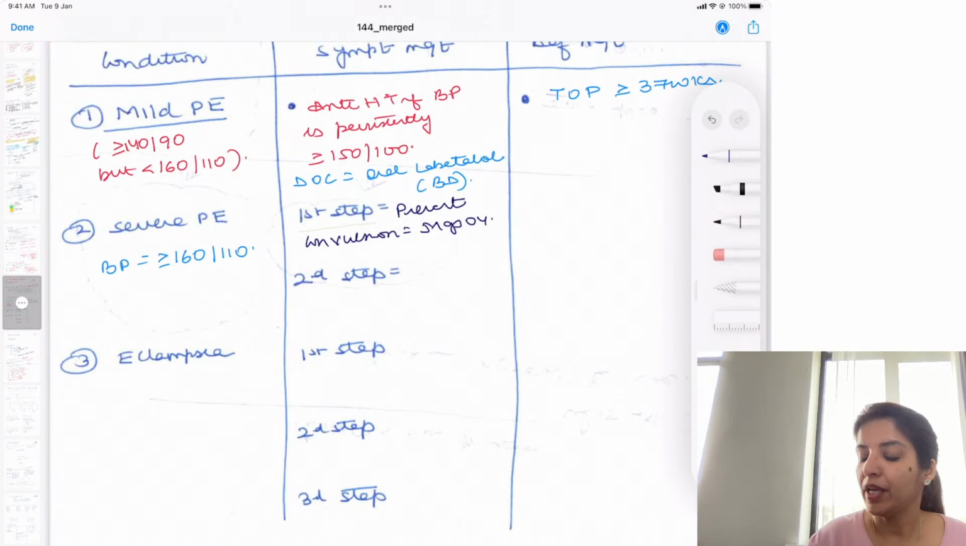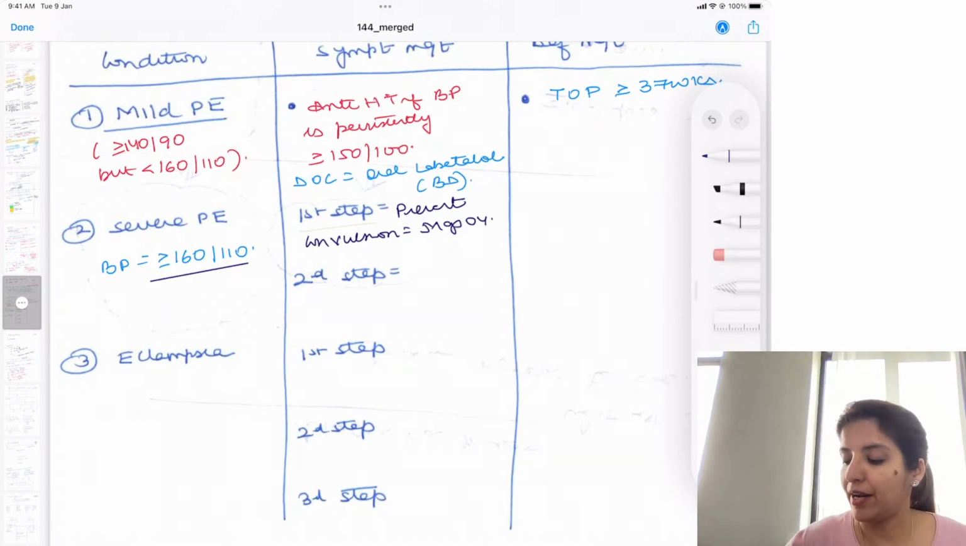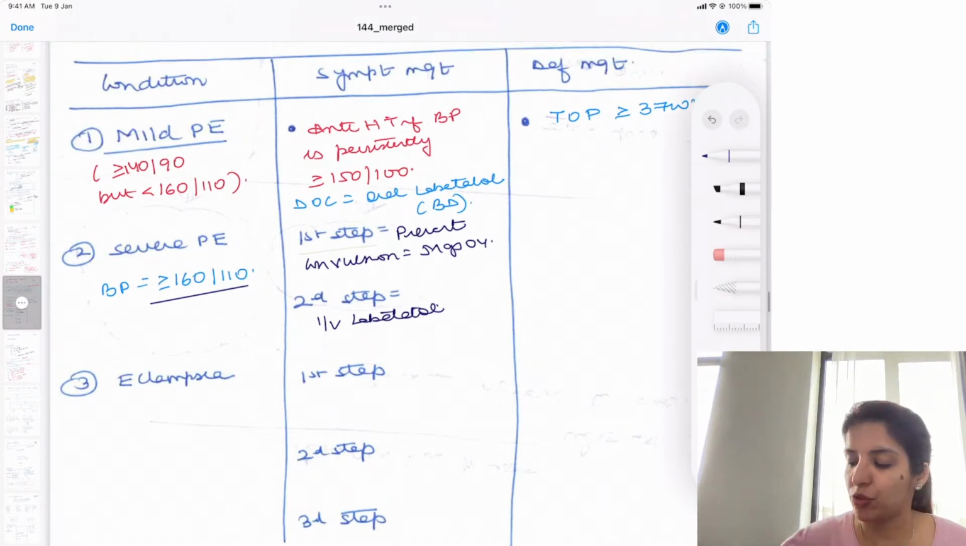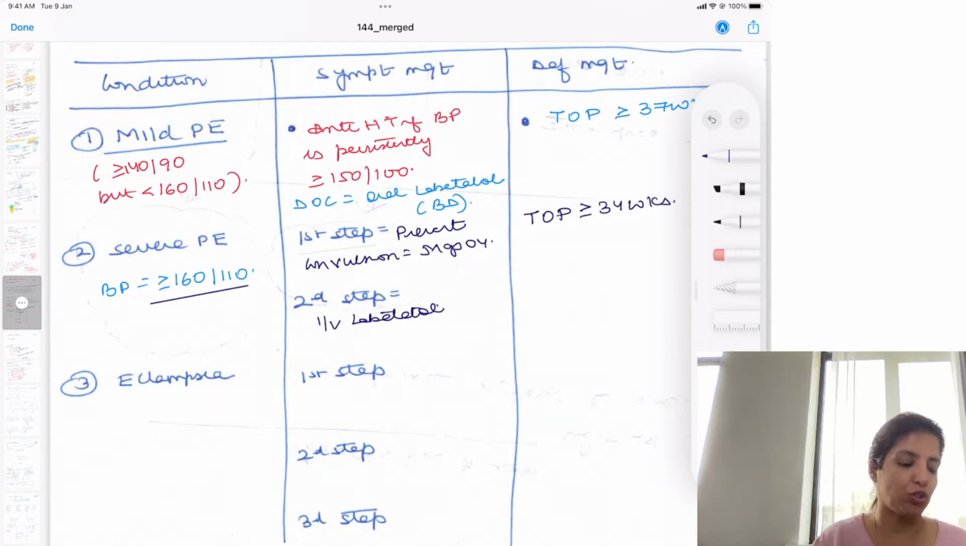Now, because BP is more than 160 by 110, definitely we have to give an antihypertensive, and I am going to give IV labetalol. What is definitive management? Definitive management is termination of pregnancy, which you have to do at more than or equal to 34 weeks.